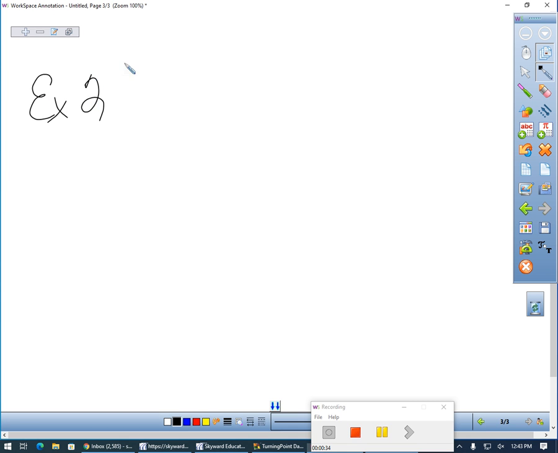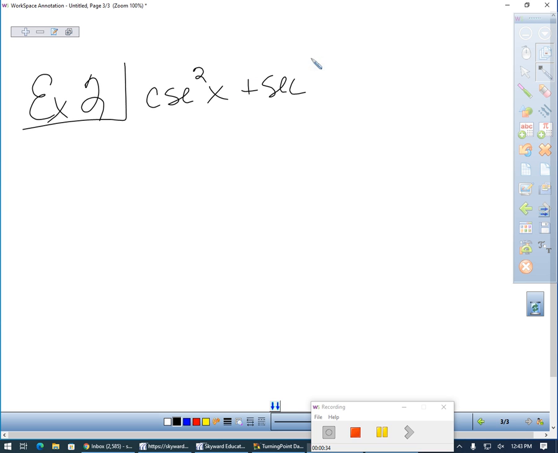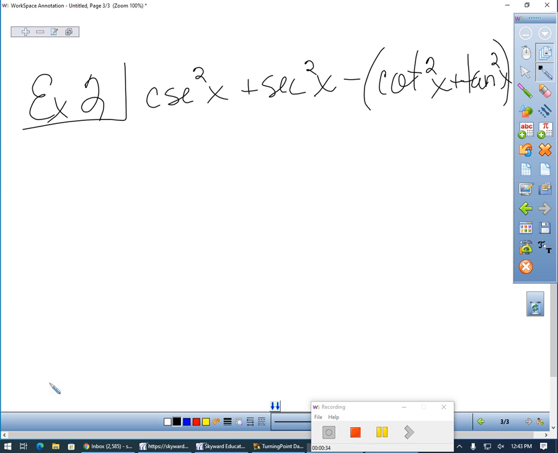Let's try another one. Again, we're going to simplify it, and let's simplify cosecant squared x plus secant squared x minus, and in parentheses, let's put cotangent squared x plus tangent squared x. I wrote too big. All right, so we have a 4 term long polynomial going on here. We want to simplify this.